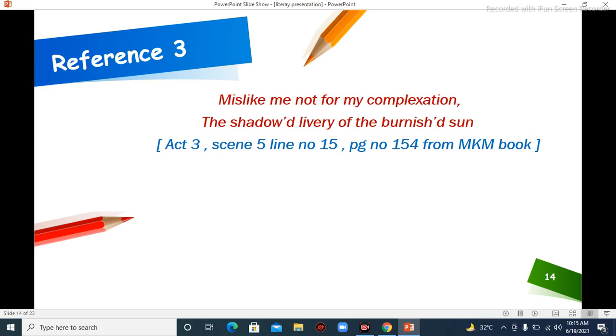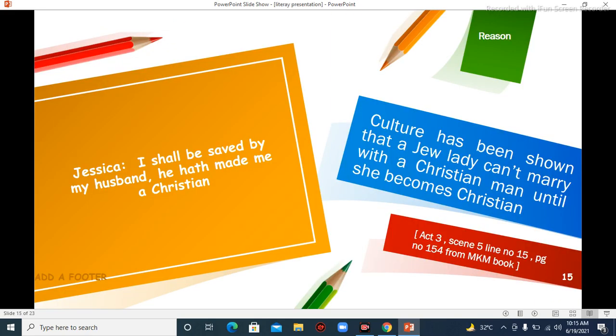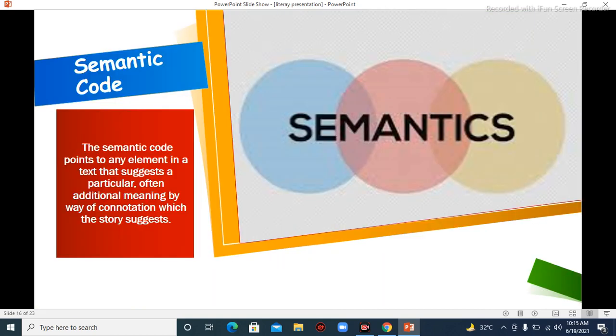He's saying to judge him on the basis of the other things. Another example of the culture is given where Jessica says, "My husband has saved me as he has made me a Christian." This shows that a Jewish lady can't marry a Christian until she herself becomes a Christian.